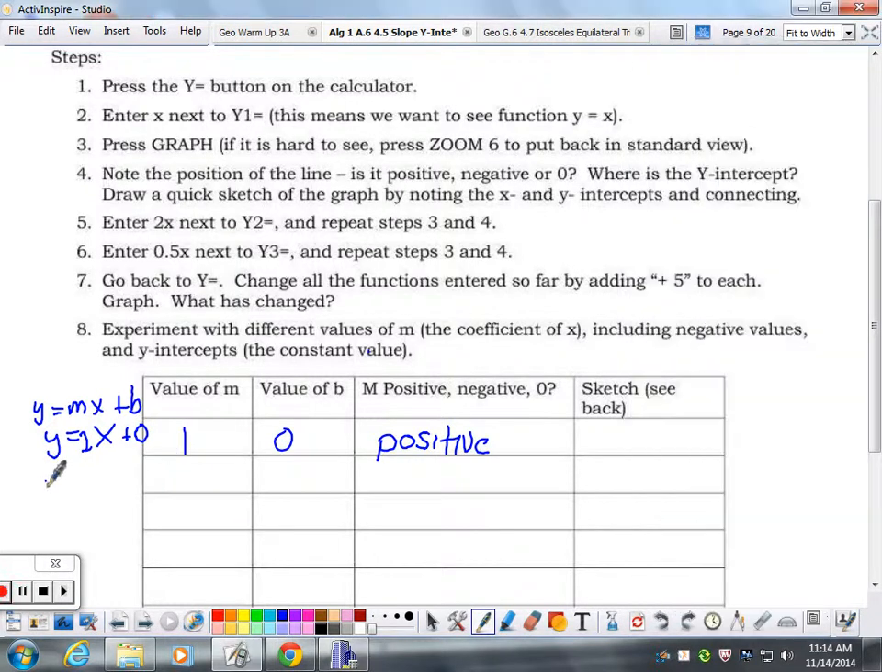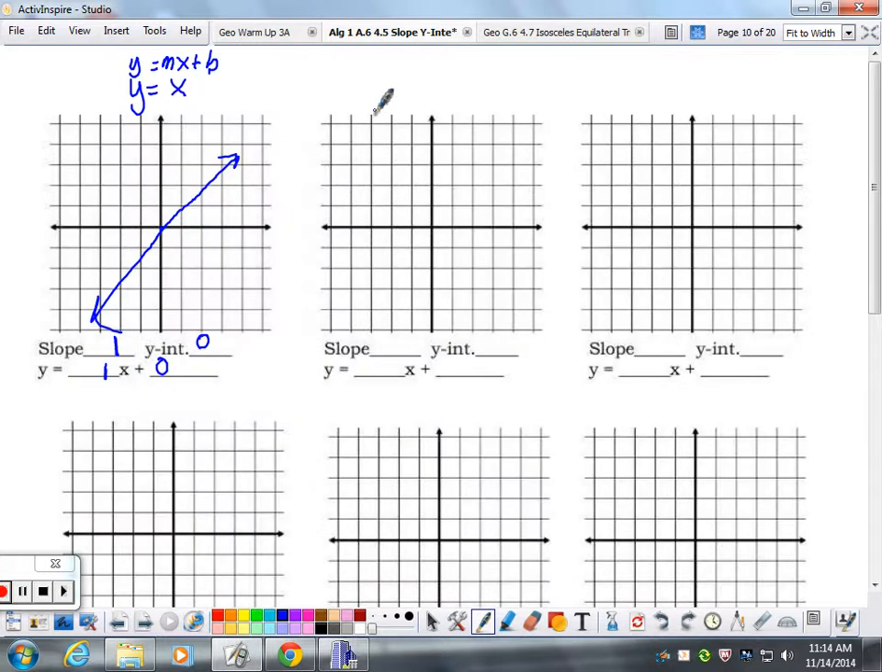Now I am going to make a note of what I had here. This one was y equals 2x. What's my slope for y equals 2x? And what's my y-intercept? Is it positive still? Yeah. And we're going to sketch that guy as well. Y equals 2x. My slope was 2, my y-intercept is that one. Y equals 2x plus 0. And this one was like higher or something, right?